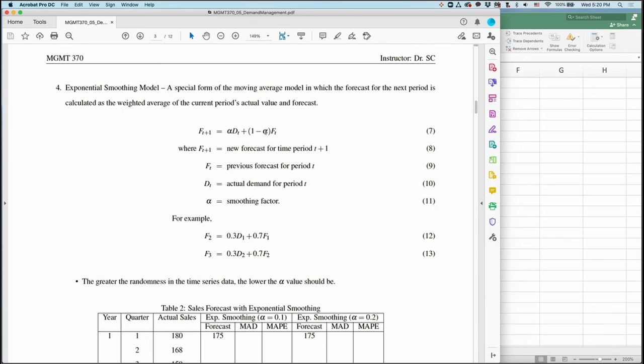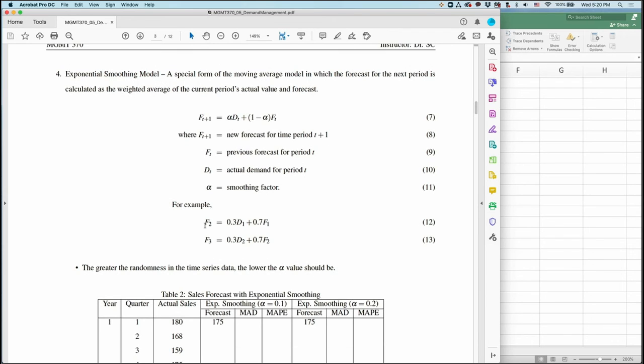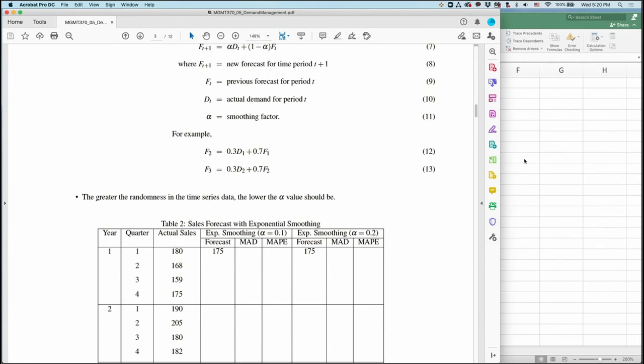So for example, F2, to forecast the second period, we can use the first period data and the first period forecast number. For forecast 3, we use the second period actual data and the second period forecast number. So let me try to use this one.